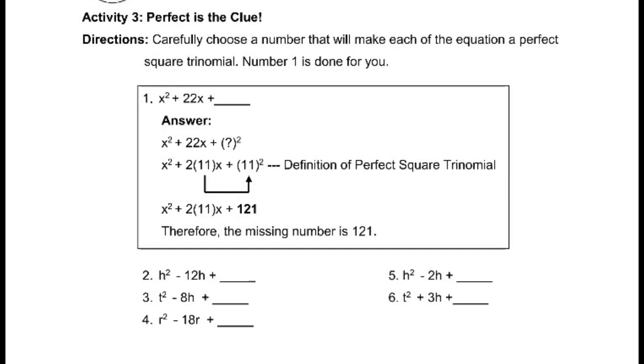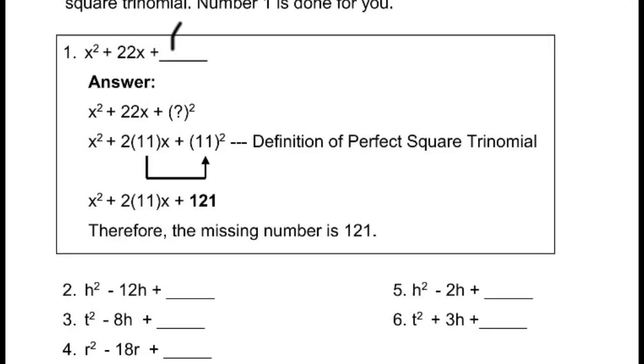Perfect is the clue. So directions: carefully choose a number that will make each equation a perfect square trinomial. Number 1 is done for you. So we have here number 1, x squared plus 22x plus blank. So what you're going to do here is take half of the numerical coefficient of x. So 22 divided by 2. The answer here is 11. And the answer that you will get here will be squared. That will be the number that you're going to add as a constant term. So 11 squared is 121, so we can have x squared plus 22x plus 121.